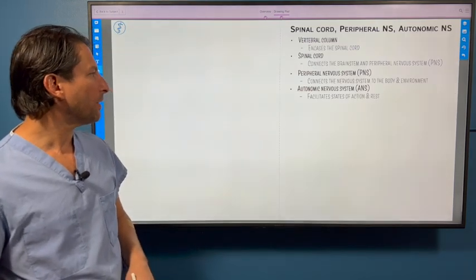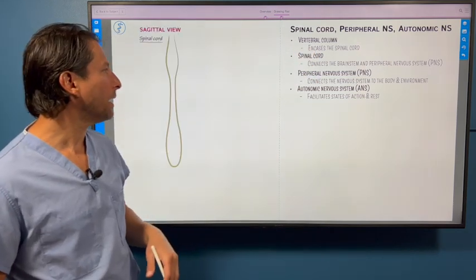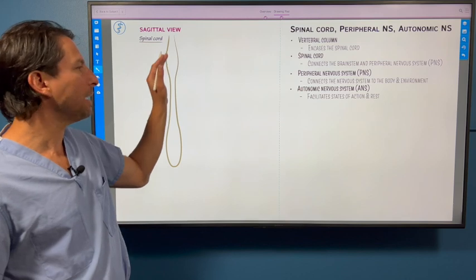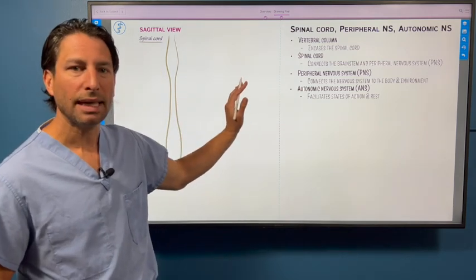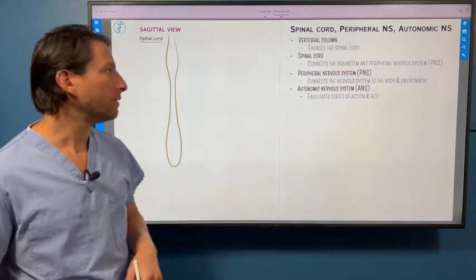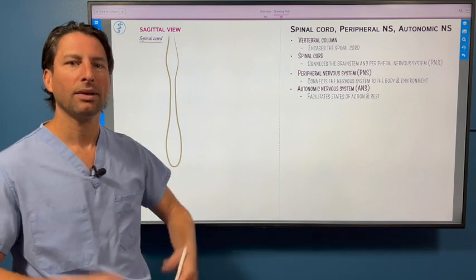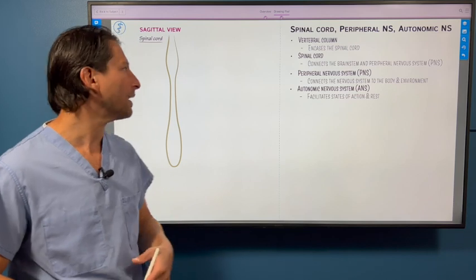Spinal cord, peripheral nervous system. Vertebral column encases the spinal cord, and then the spinal cord connects the brainstem and the peripheral nervous system, and then the peripheral nervous system connects the nervous system to the environment. And then we talk about the autonomic nervous system. Again, parasympathetic, rest and digest, sympathetic, activation, fight or flight.